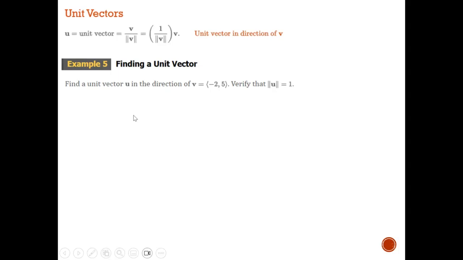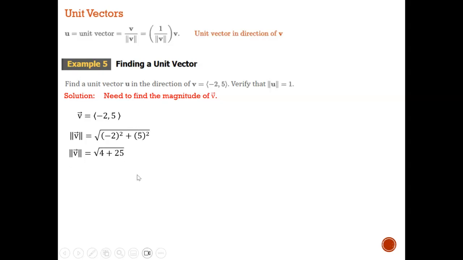Example: find a unit vector U in the direction of V, where vector V is equal to -2, 5. Those are my components. Then you have to verify that the vector U is a unit vector by showing the magnitude is equal to 1. What do we need to do? We're already given the vector itself, so I need to find the magnitude. This is vector V with components -2 and 5. We put it in the distance formula, which would be -2 squared plus 5 squared, and we take the square root of that, which gives us the square root of 29.